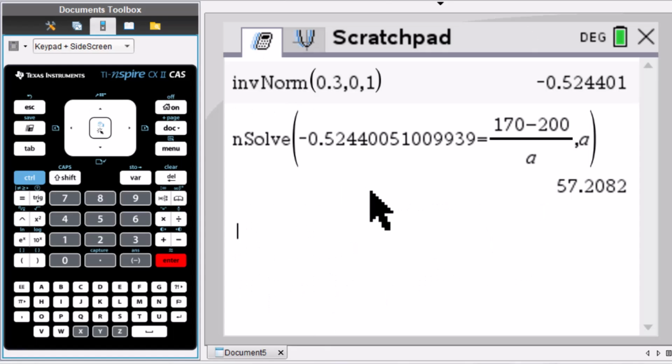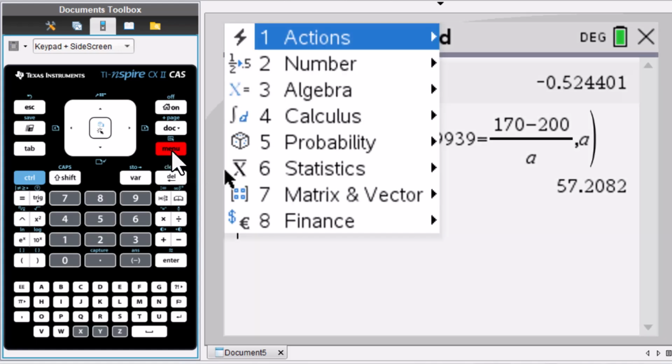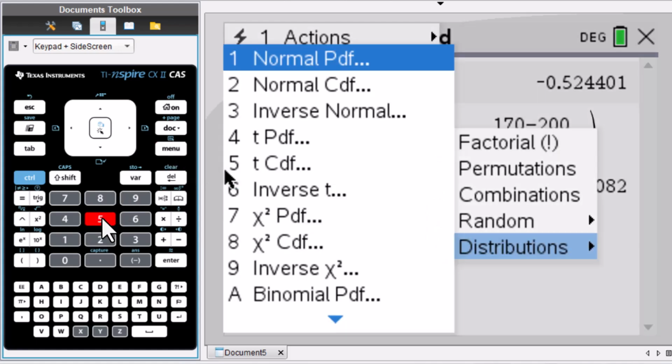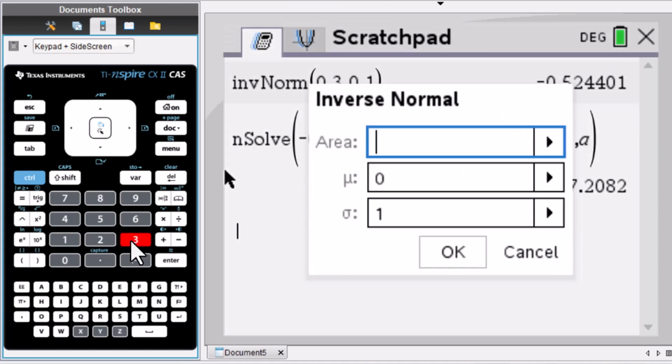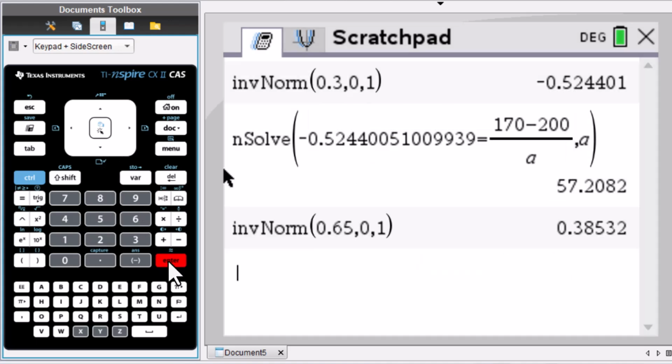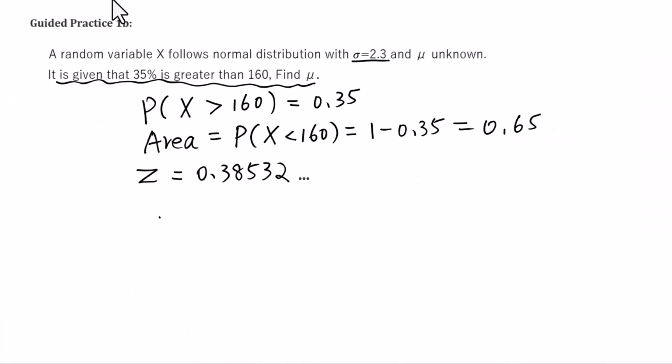Let's go to this calculator. Menu 5, 5, 3, 0.65. Enter. Z-score equals 0.38532. Then we will use this formula to figure out the mean.